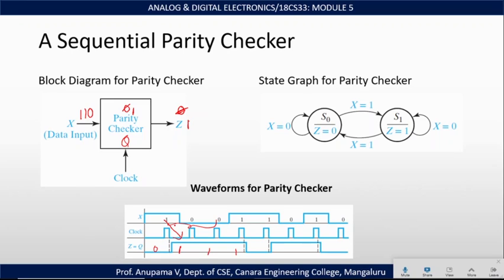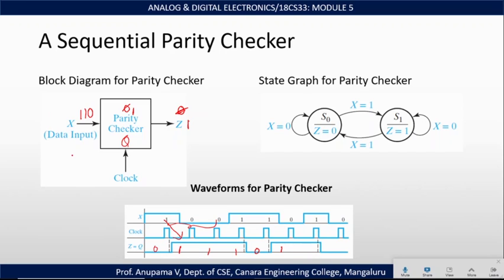What is the parity of 1001? It is 0. Again, if I feed 1, what is the parity of 1001 1? It is 1. So here, for calculating the parity output, we need the previous state of the parity checker circuit. So hence it is a sequential circuit.